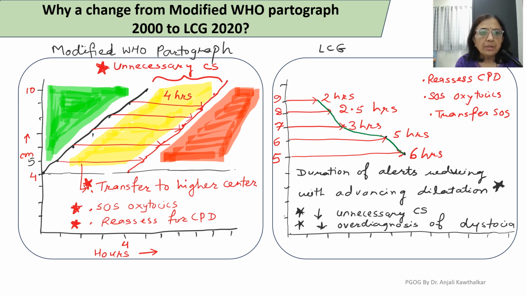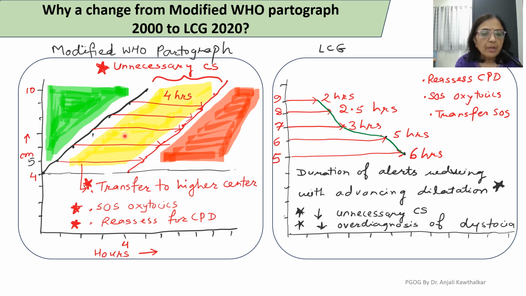Now, what must be the thought? What can be the reason why WHO has moved on from the modified WHO partograph of 2002? After 20 years, why is WHO introducing this labor care guide? What is the rationale? In the partograph, WHO had given us an alert line, and 4 hours later, an action line. We were supposed to take necessary actions in the yellow zone as advised by WHO: transfer the woman to a higher center if necessary, start oxytocin if inadequate uterine contractions are there, reassess the woman and rule out CPD.